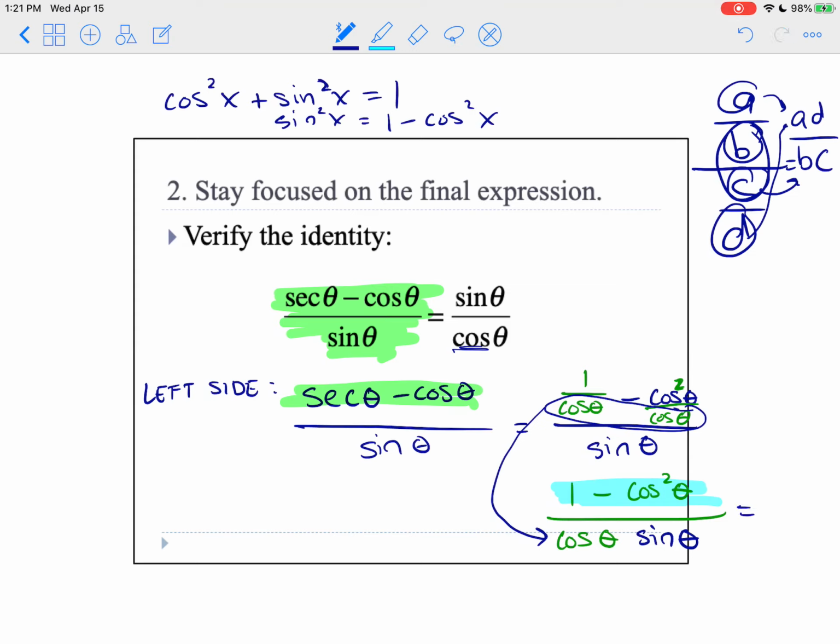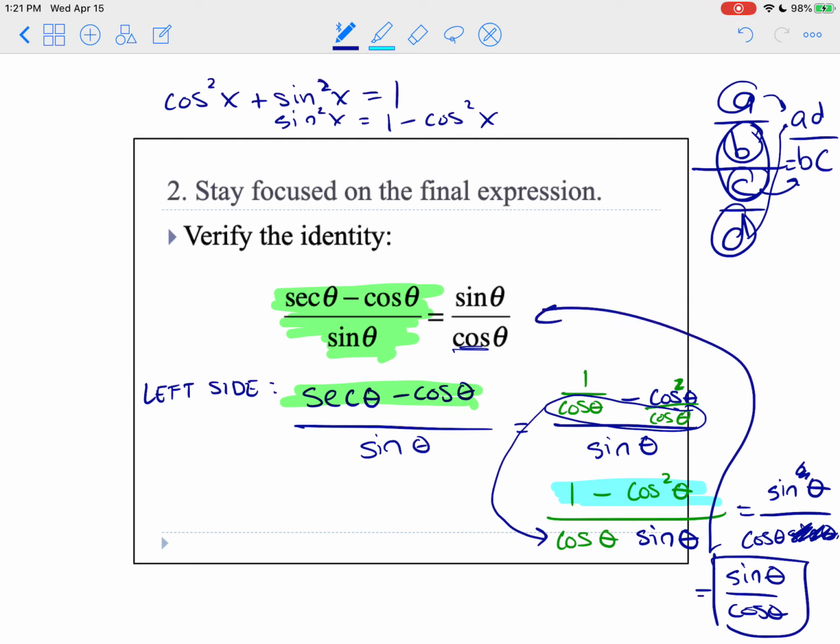And so that means that what I have highlighted in blue here is actually sine squared theta. And then in the denominator, I still have cosine theta, sine theta. And if I cancel one of the sine thetas in the numerator and denominator, then I'm left with sine theta over cosine theta, which is exactly what I was trying to get. So I have proven this identity.